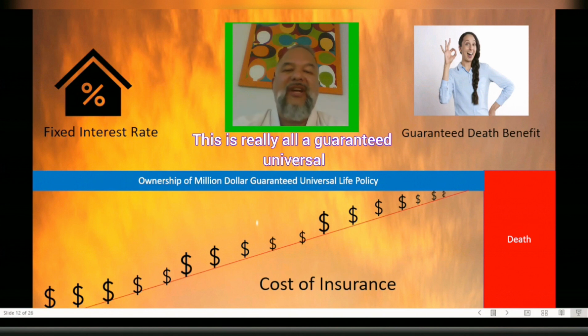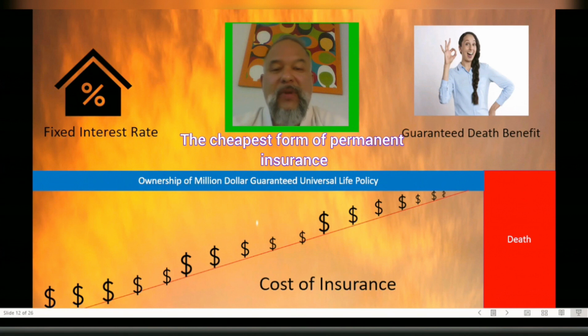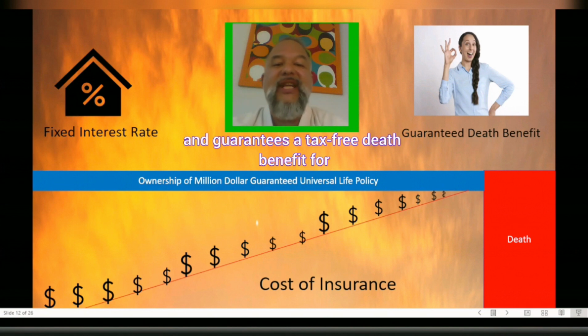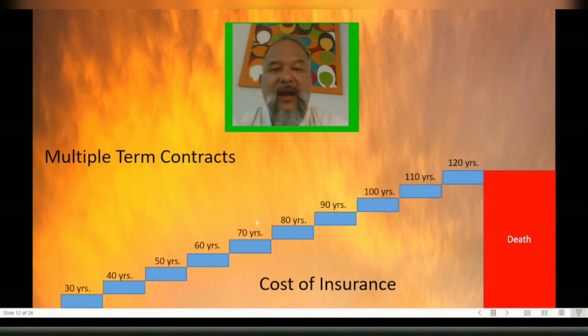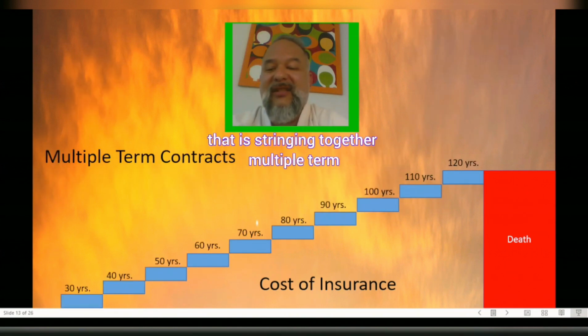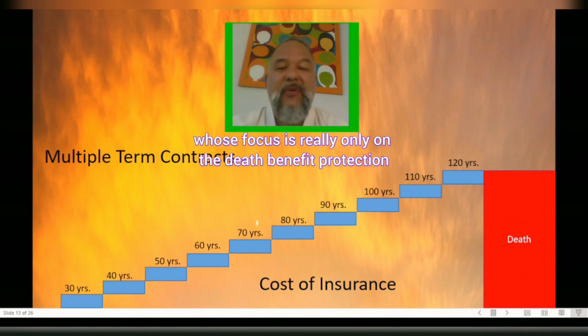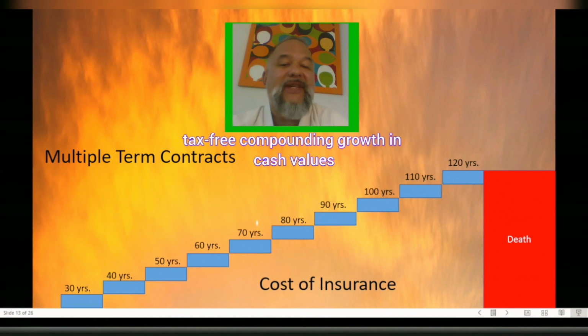Now, this is really all a guaranteed universal life insurance policy owner really cares about: the cheapest form of permanent insurance that is integral to estate planning just like any other form of permanent insurance, and guarantees a tax-free death benefit for ultimately a better overall cost. I like to think of guaranteed universal life insurance as the next best thing to stringing together multiple term policies over a person's lifetime, whose focus is really only on the death benefit protection and not on any living benefits, such as tax-free compounding growth in cash values.